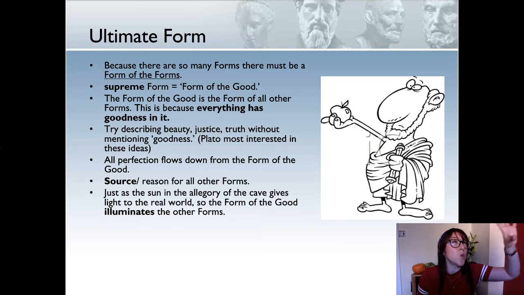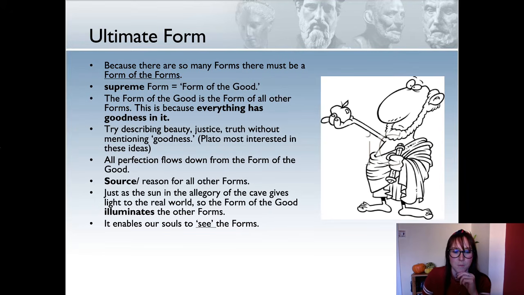The sun illuminates outside the cave. It makes it visible, makes you able to see the forms. So it's the source and reason for the other forms, but it also illuminates. It makes it possible for us to see and experience the other forms. It is the ultimate end in itself.